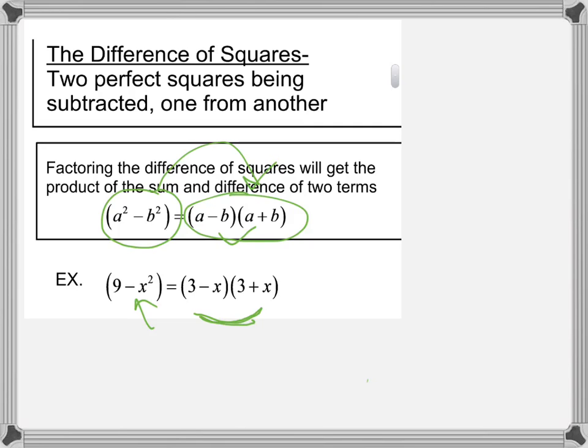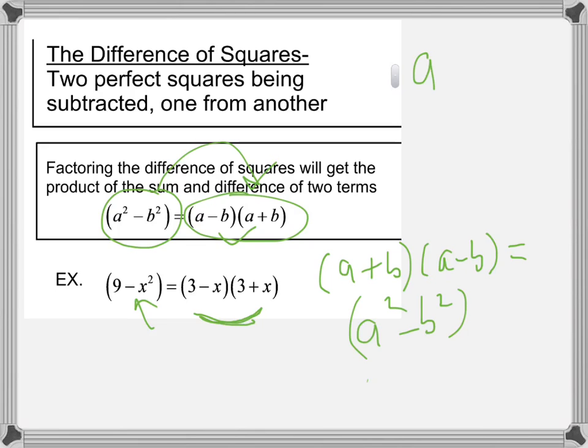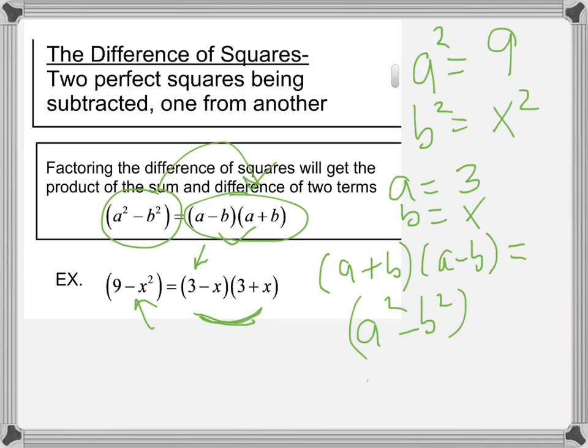So you take the term that's here. Remember, we talked about the general rule of a plus b times a minus b, and we said that was equal to a squared minus b squared. Now we're being given the a squared, in this situation 9, and the b squared, in this situation x squared, and we are asked to find the a and b. The a in this case would be the principal square root of 9, which is 3, and the b would be the square root of x squared, which is x. So we put that back into the sum and difference of two terms.